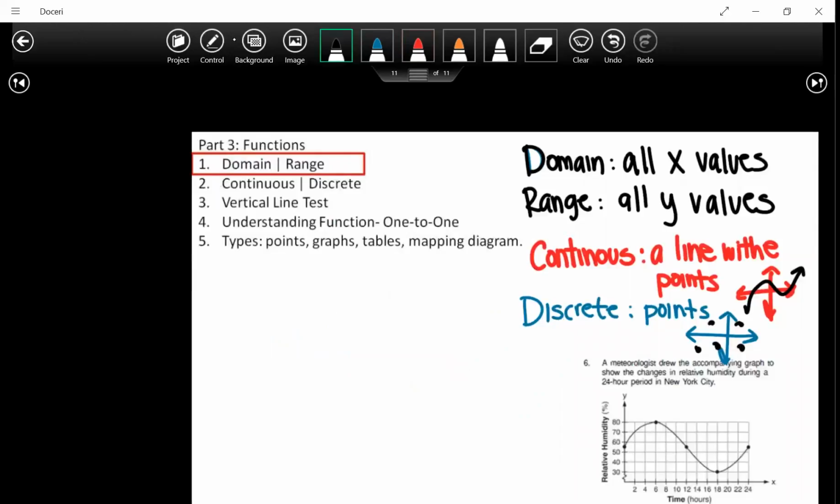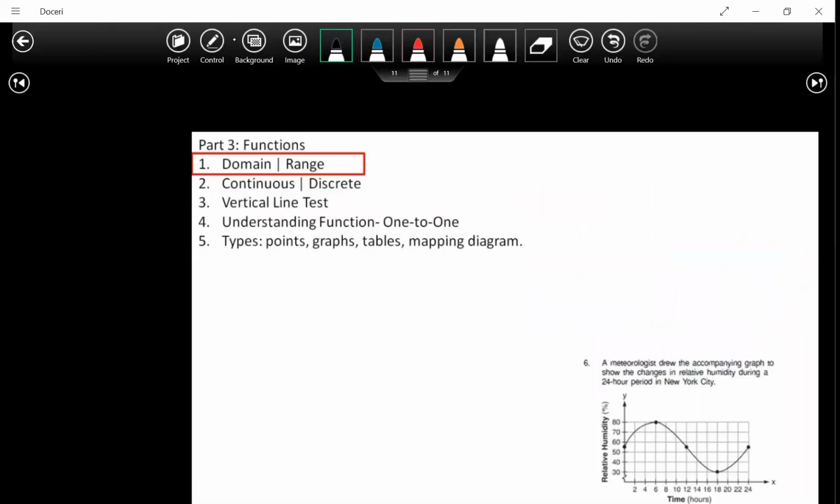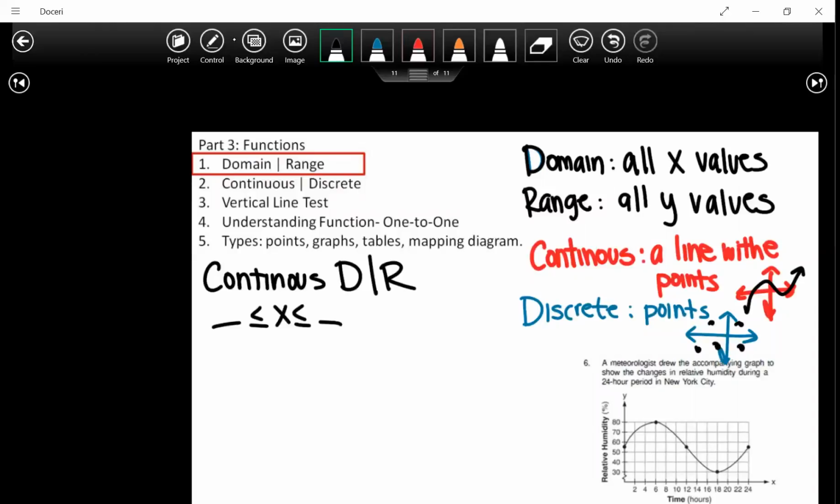So one thing that we want to say is continuous. Domain and range. So D and R, you want to be able to write as a list or as a set of inequalities. So less than X less than Y, or less than, sorry, value. So it looks like that. For range, and this would be domain and range.